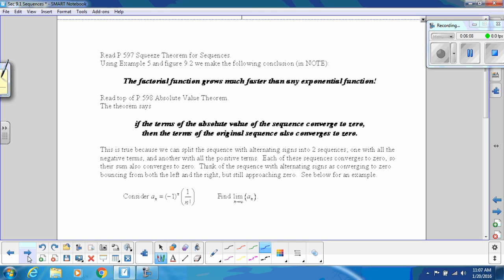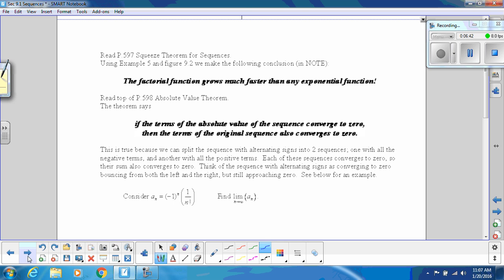All right, so let's go back to your books. We're going to look at page 597, and we're going to talk about the squeeze theorem. Remember the squeeze theorem for limits. We are trying to find two functions that squeeze our original function together, and the end behaviors have to be larger and smaller than our function.